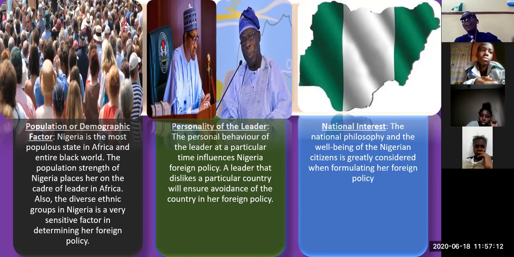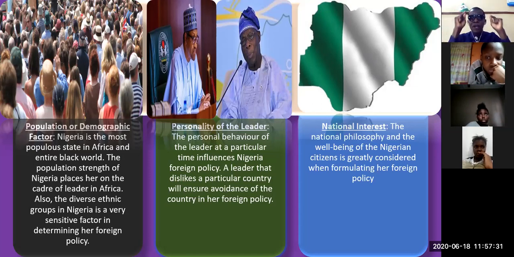That is how it happens in a country. The general well-being of the citizens, their agitation, their demand, what they want, that will make life beautiful and make the country a habitable place for them, is what is called the national interest. And this influences the foreign policy objective of Nigeria and any government.